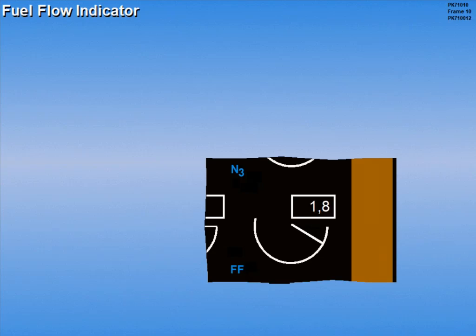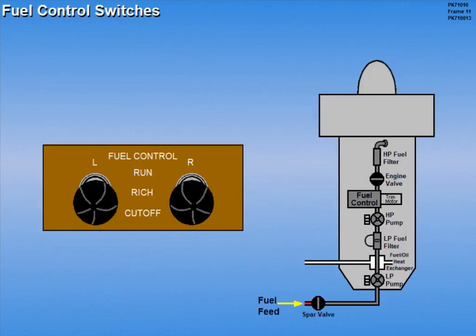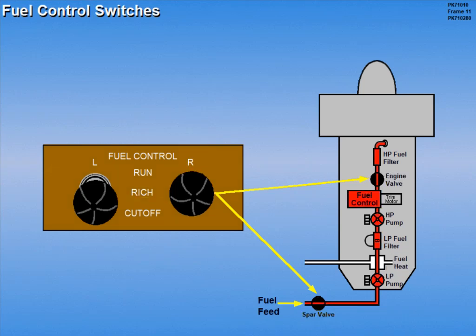Fuel flow indications are displayed on the lower ICAS screen in pounds per hour with a pointer and corresponding digital readout. A 3-position engine fuel control switch operates a spar and engine fuel valve for each engine. In the cutoff position, the valves are commanded closed and ignition is terminated. In the rich position, the valves are commanded open, and additional fuel is initially scheduled for engine start.